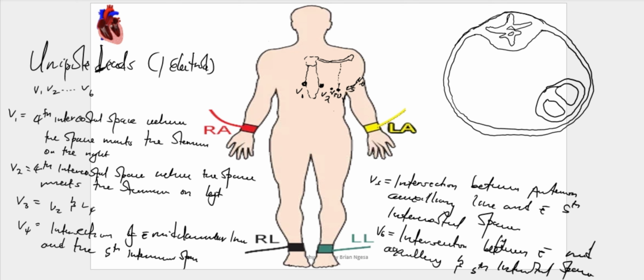so that we are having V1 over here, V2, V3, V4, V5, and V6. So somehow placed in a lateral section. So these are positive electrodes.